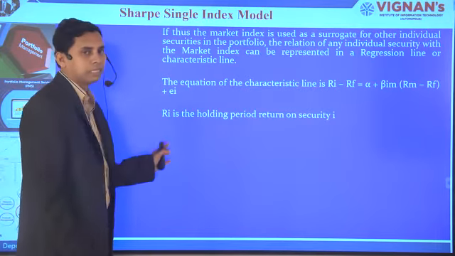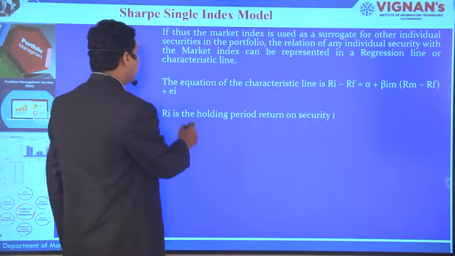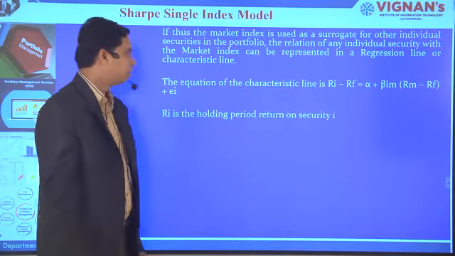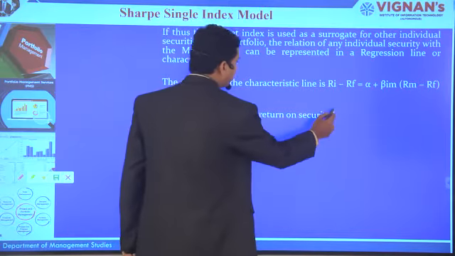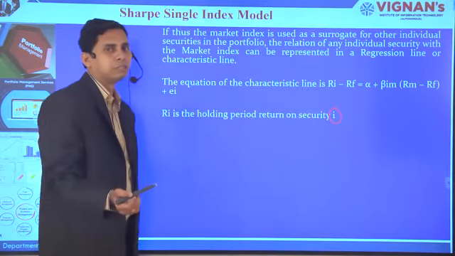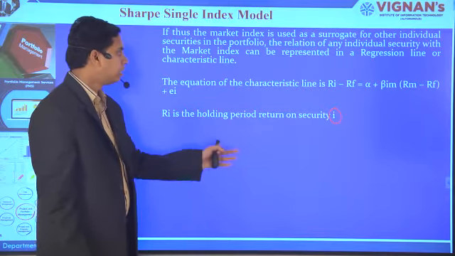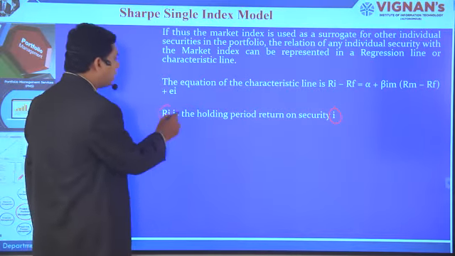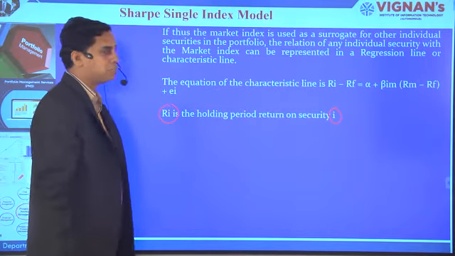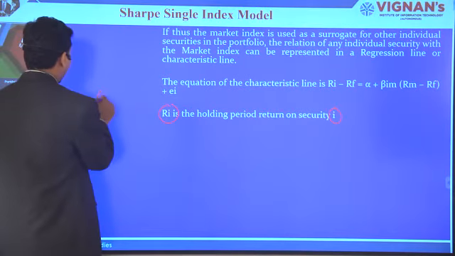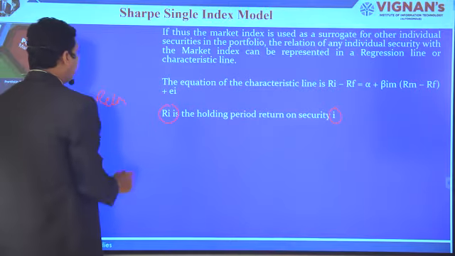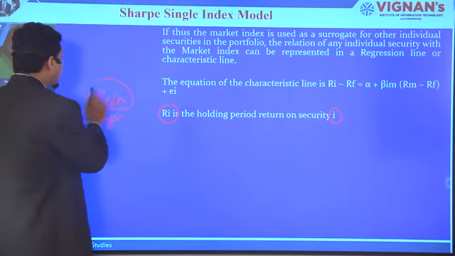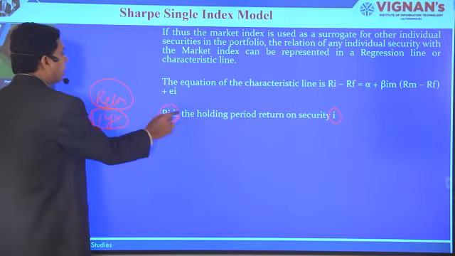Now what is this Ri? Ri is the holding period return on a security. There may be any kind of security, say for example TCS or Reliance. You can consider this particular security as i, and Ri is nothing but the holding period return of this security. Say the holding period is 1 year. How much return Reliance has given in this one year is Ri.